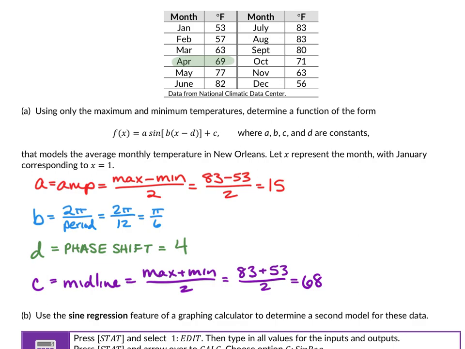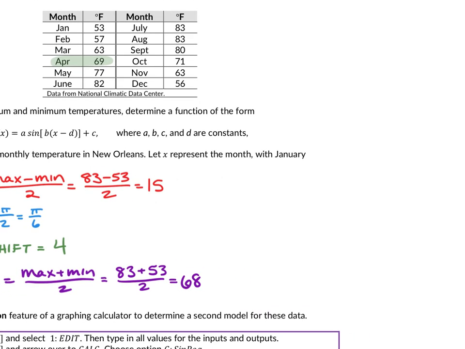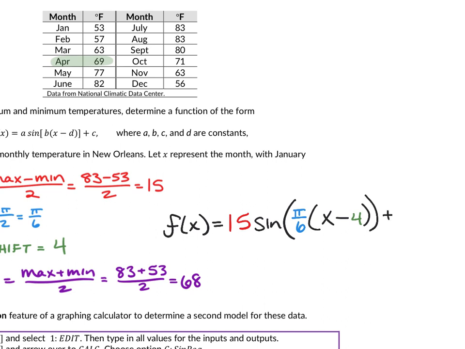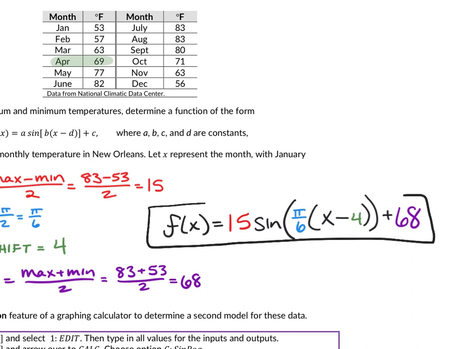Now that we have these values, we just need to substitute them into the function that we were given. So we would write the equation f of x equals 15 times the sine of, open parentheses, pi over 6, open parentheses, x minus 4, close parentheses, close parentheses, plus 68. And voila, we have our model for the temperature annually in New Orleans.